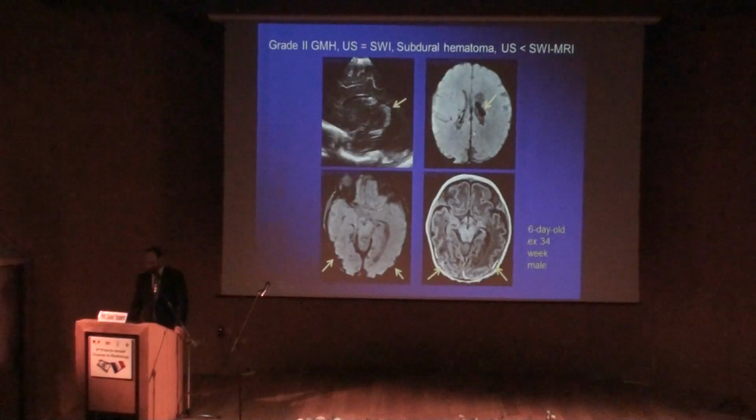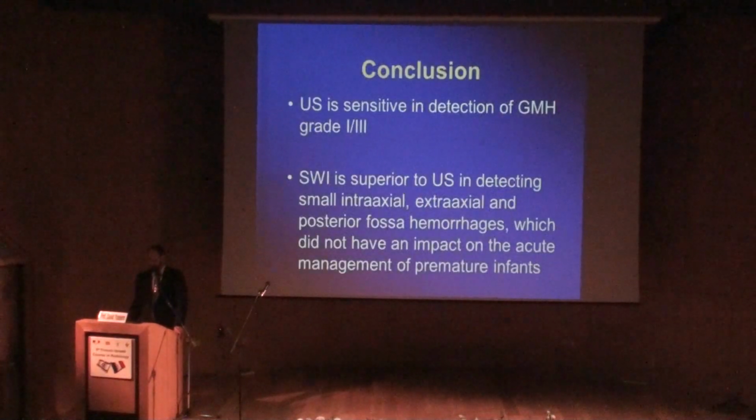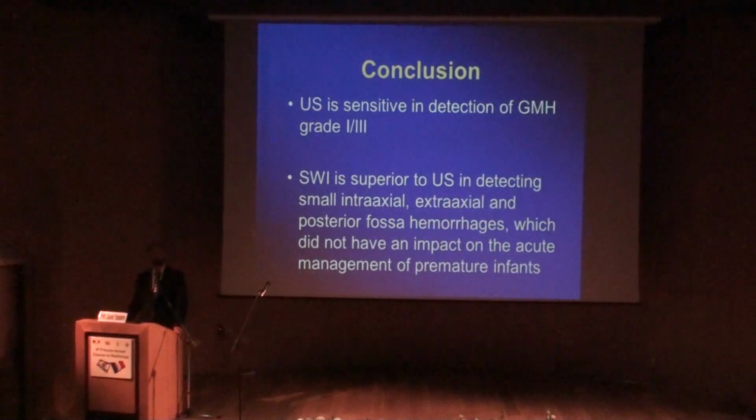But the findings that were not as readily identified were little microhemorrhages around the ventricles, as well as hemorrhages posteriorly around the occipital lobe. In this case, these were subdural hematomas that were occurring in a 34-week gestation, and also in the posterior fossa cerebellum, where ultrasound was not as accurate.